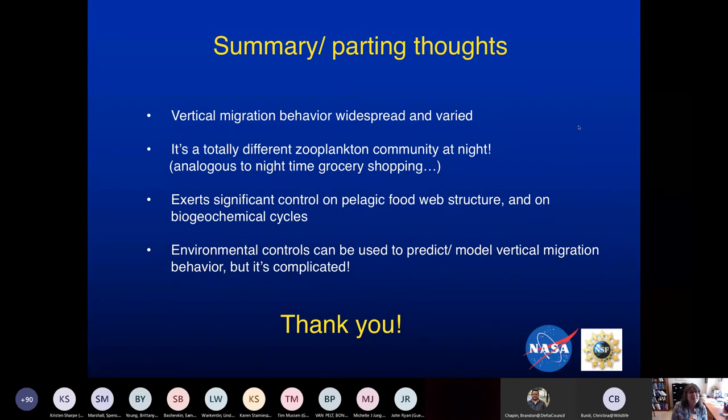So just some parting thoughts: diel vertical migration is widespread and varied. It's a totally different community at night. And you can think of this like, have you ever been grocery shopping at 2 a.m.? Totally different people in the grocery store, right? We should think about that with our sampling. And migration exerts control on pelagic food web structure and on biogeochemical cycles. And we can use environmental controls to predict and model vertical migration, but it's very complicated.